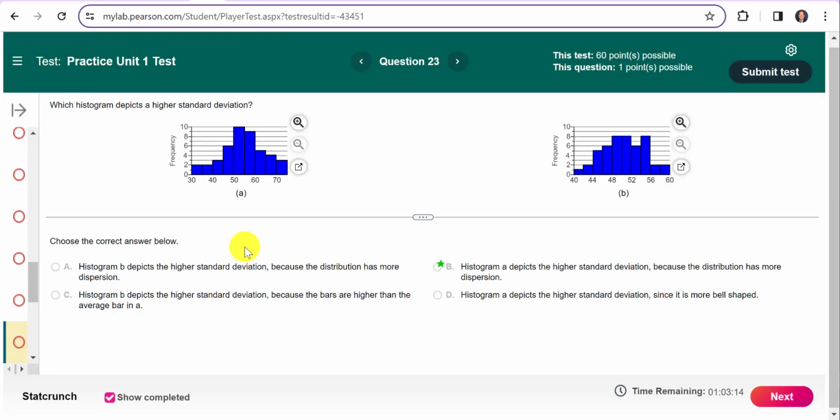And which histogram has a higher standard deviation? You can kind of tell almost by looking at the scale. Notice these are going by 5s and these are going by 2s. So that's probably going to have a higher standard deviation just because of the scale. So histogram A is higher because the distribution has more dispersion. And just by looking at it, you would see that unless you look at the scale, it would be more spread out. It also goes to 30 and 75 too. That helps. But yeah, looking at the scale between the dots would be helpful on that one.